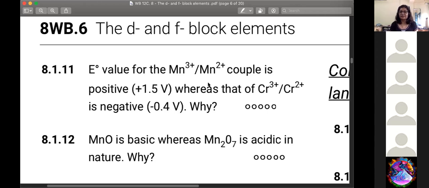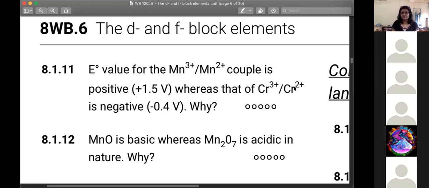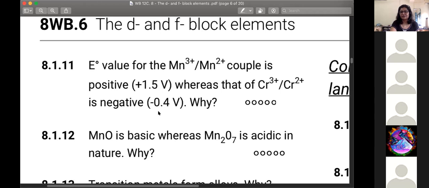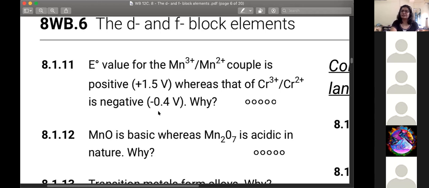But in the case of Cr2+ to 3+, Cr2+ is in a 3d4 state that is getting converted to Cr3+ with a configuration of 3d3. In that case, it fills the degenerate orbitals of the 3d orbital, that is dxy, dyz, dzx, and that contributes to the stability, which is why it is negative. So it's all related to the electronic configuration.